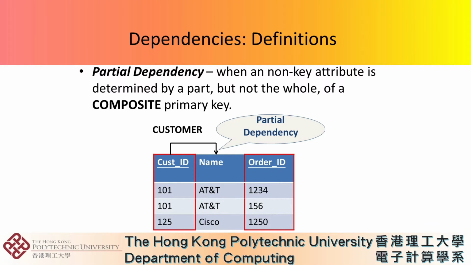Partial dependency occurs when a non-key attribute is determined by a part but not the whole of a composite primary key. In this example, customer ID and order ID are the primary key in the customer table, and name only depends on one part of the primary key, customer ID. Therefore, name is partially dependent on the primary key.